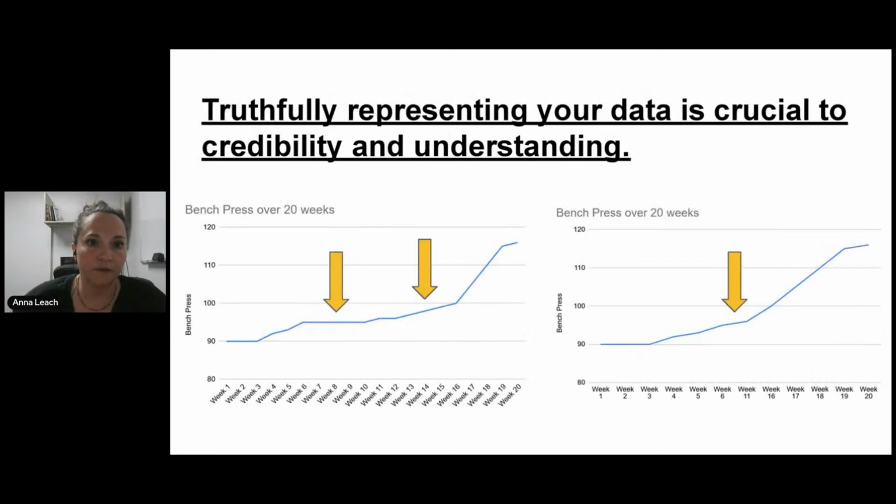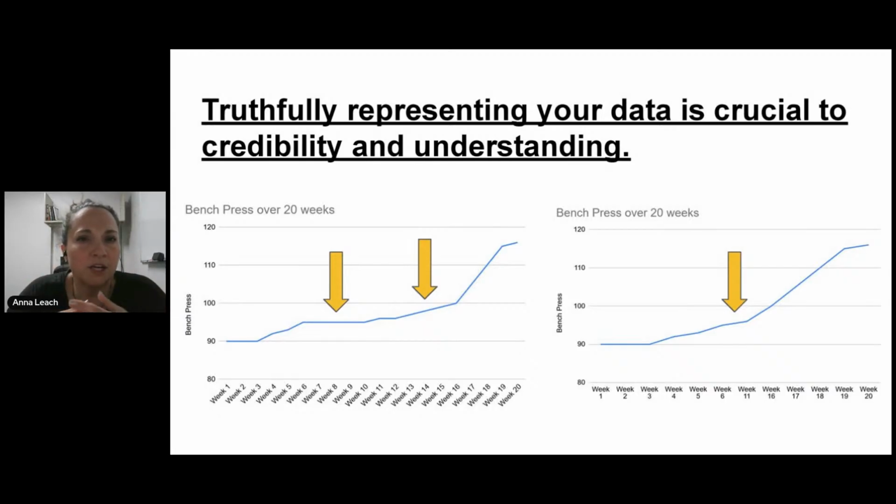Another conversation around truthfully representing your data. The chart on the left-hand side, well, let me back up. I want to pretend that I have a health website, and I've created a program for being able to bench press this lifting weight to increase the amount that you can bench press over 20 weeks. The goal or idea is that you buy my training program and that you follow the instructions from week 1 to week 20, and you'll be able to increase how much you can bench press over time.